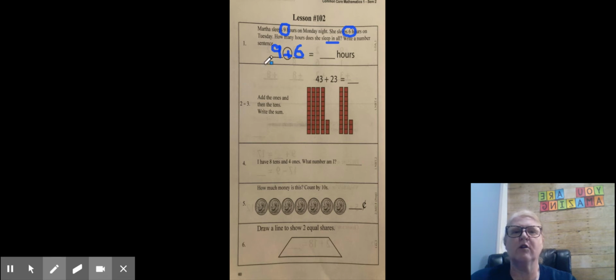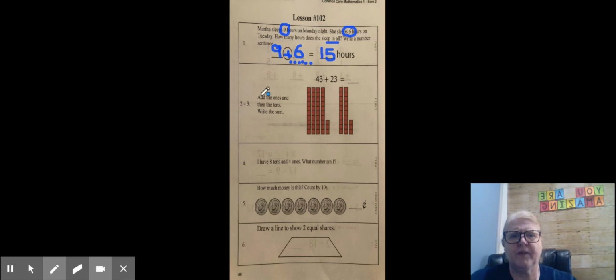Now, you can add those up if you already know what they are from Rocket Math. You can use your fingers. You can use the number line. Mrs. Simmons' only way of doing it on here is counters. So 9 is bigger, so I'm going to make 6 counters. 1, 2, 3, 4, 5, 6. So 9 plus 6. 9, 10, 11, 12, 13, 14, 15. So 9 hours plus 6 hours equals 15 hours.